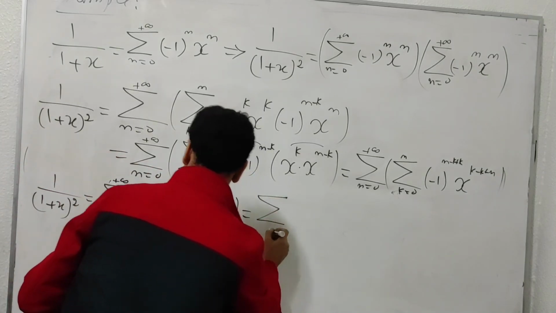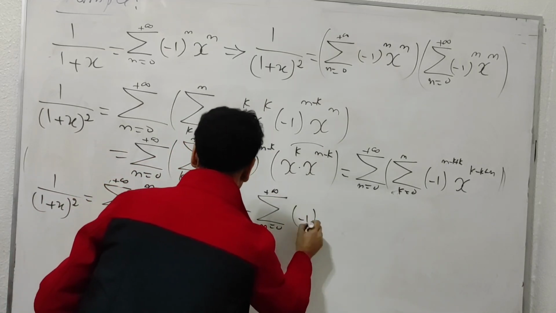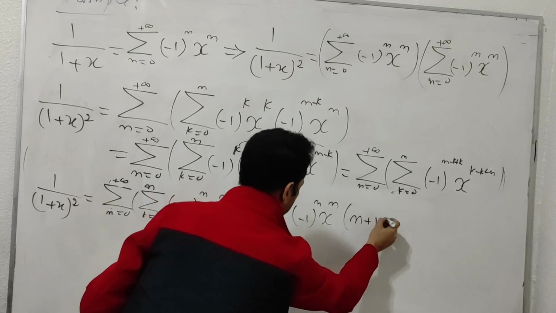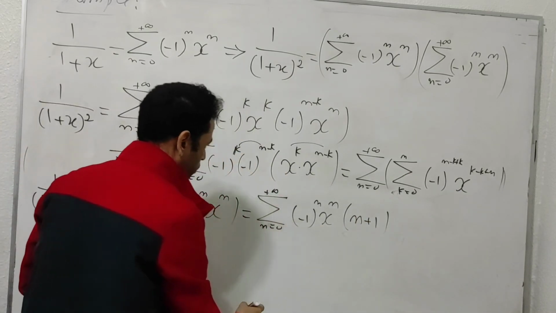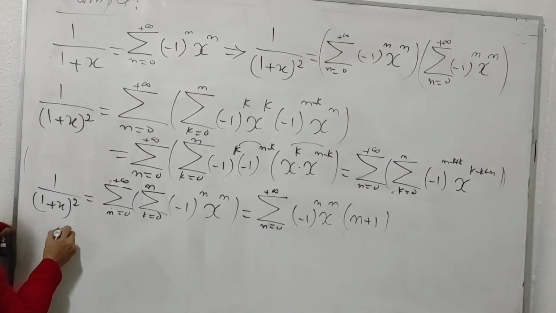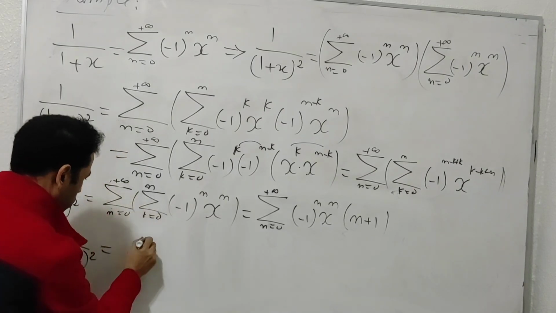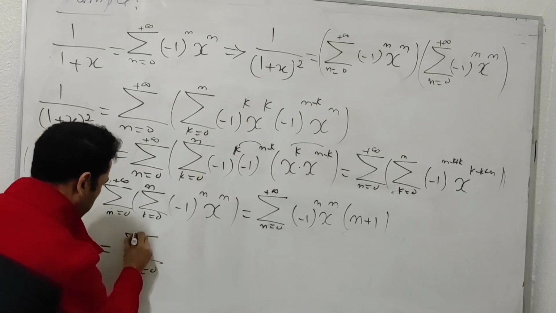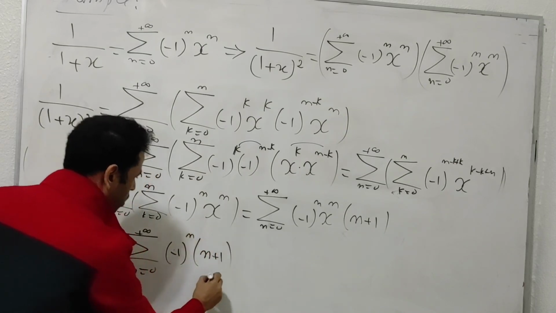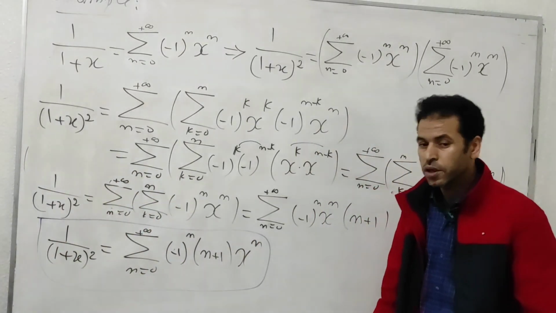So this big sum, as n goes from 0 to plus infinity, is multiplied by minus 1 to the n, multiplied by x to the n, multiplied by n plus 1 terms. I can rewrite it in a nice way. So 1 over 1 plus x quantity squared equals the sum as n goes from 0 to plus infinity of minus 1 to the n, multiplied by n plus 1, multiplied by x to the n. Now I have evaluated this product. I have done with this problem.